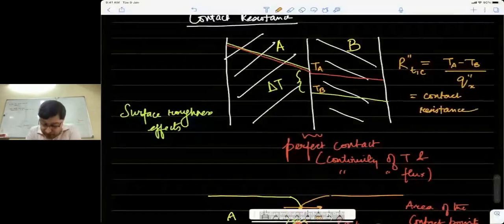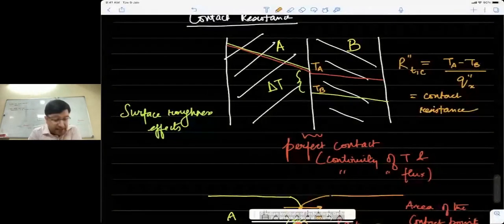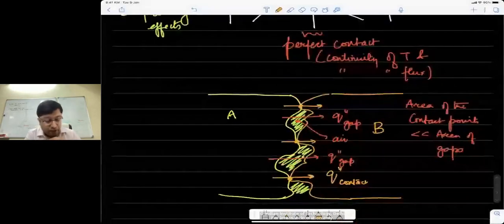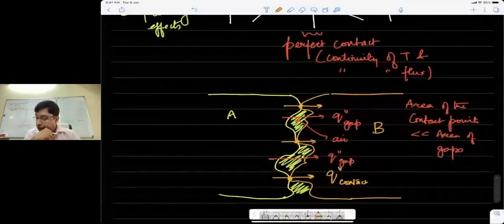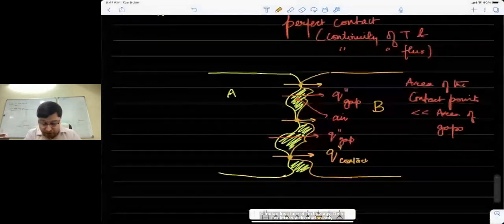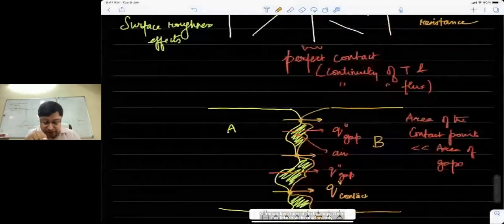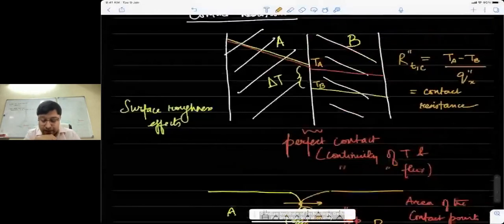And more importantly, there are situations where this cannot be neglected. In scenarios, as somebody was correctly saying, and I will come to that now, this may not be negligible, especially when you have scenarios that I'll show you now. So it has to be considered when we are doing this kind of basic 1D analysis. Now, as I said, this happens because of surface effects or the surface roughness effects. So how can this be reduced?